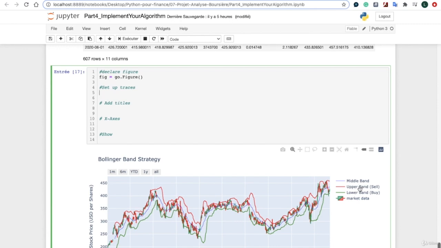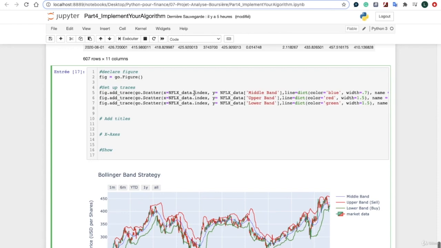Concerning the upper band and lower band, we are going to include this information. That's totally optional, but that's good to do in order to have some information about when to buy and when to sell. Okay. What we are going to do is, first of all, define our 3 scatter lines.